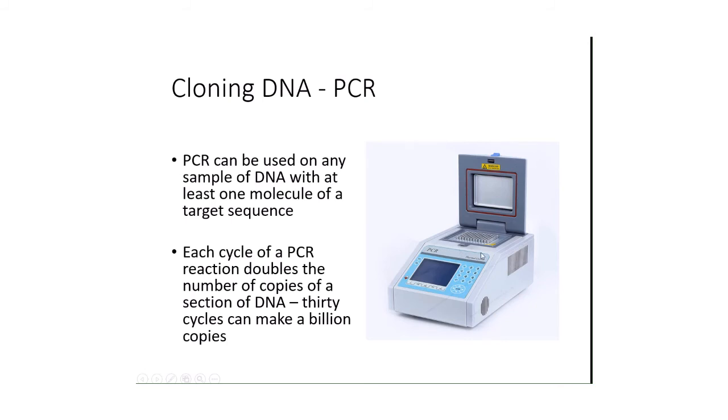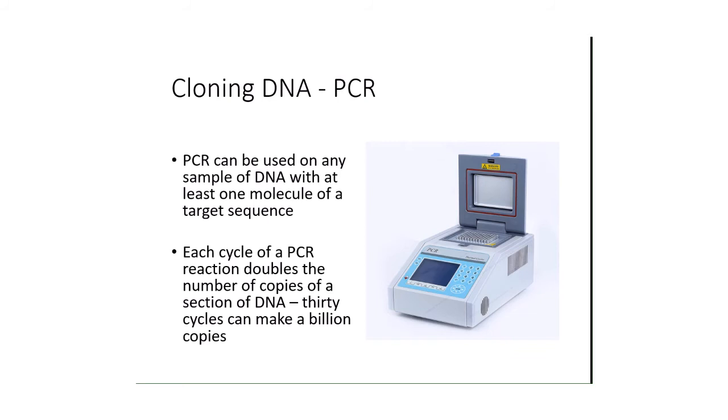Here is what a PCR machine looks like. This is where you would load your sample, the one that you want to clone, and you would program the machine and set the different temperatures to help clone the DNA. We're going to get into the temperature parameters in the next slide. But the good thing about this is you can use it on any sample of DNA with at least just one copy of the sample.